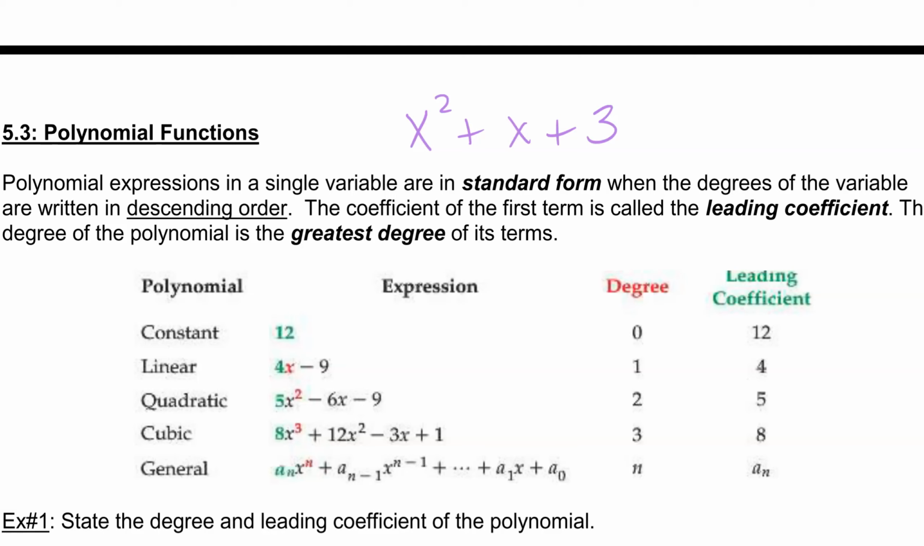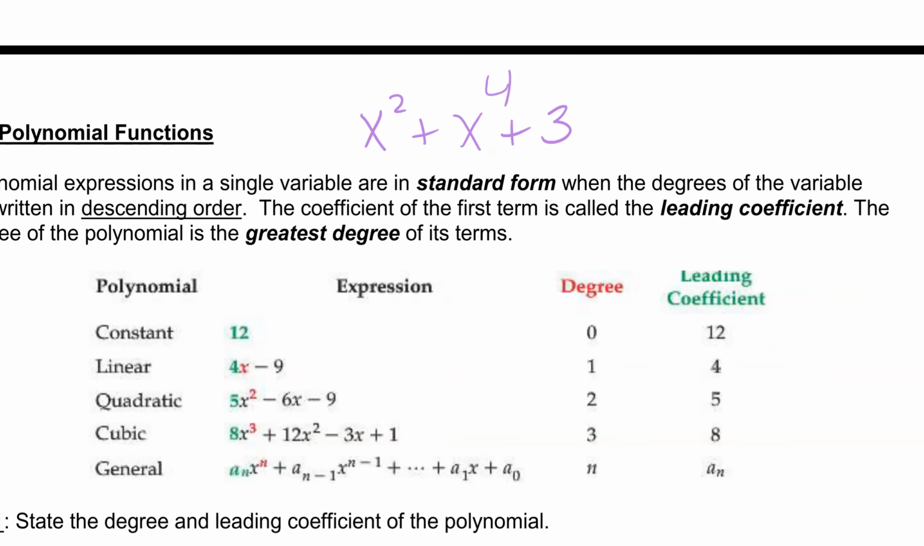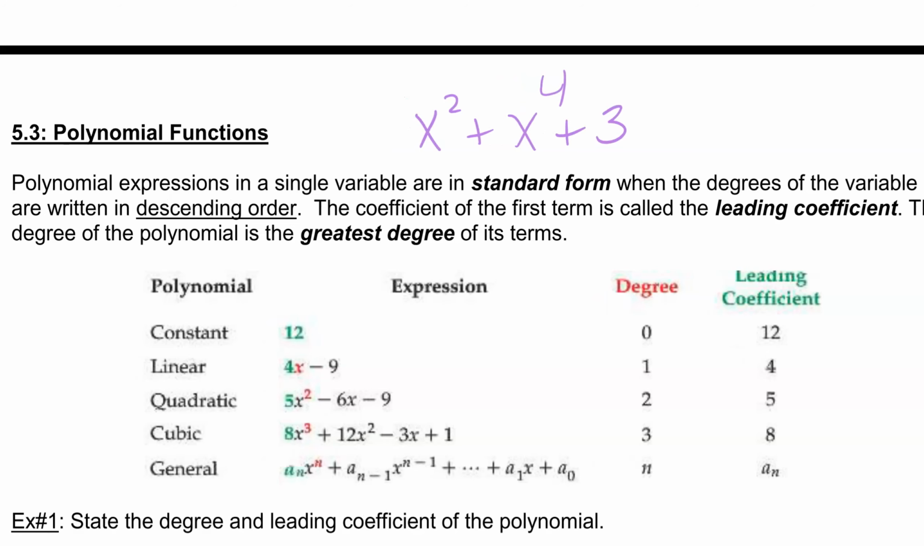Now, this is in standard form because it's all in a single variable. If I had x squared plus y plus 3, that's not a single variable. We have more than one variable. And if I instead had x squared plus x to the 4th plus 3, that's not in standard form because they have to be in descending order. The coefficient of the first term is called the leading coefficient.